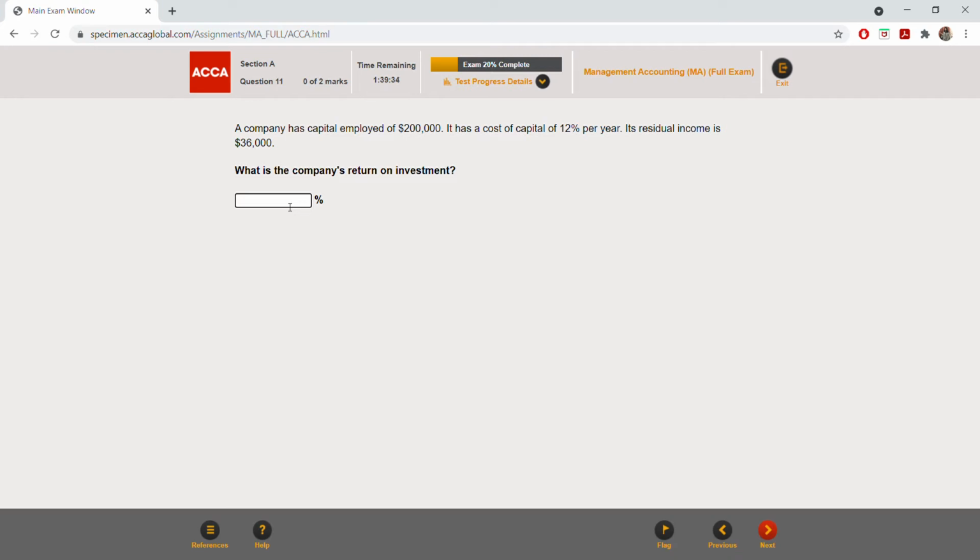So that means 36,000 equals, because residual income is 36,000, operating profit minus interest, cost of capital. That is 12% into capital employed, which is 200,000. So make operating profit the subject of the equation. Operating profit will be equal to 36,000 plus 24,000, because 12% of 200,000 is 24,000, which equals 60,000. So now you have the operating profit as 60,000. Now use the 60,000 in the formula: 60,000 divided by 200,000 gives the return on capital, which will be 30%.